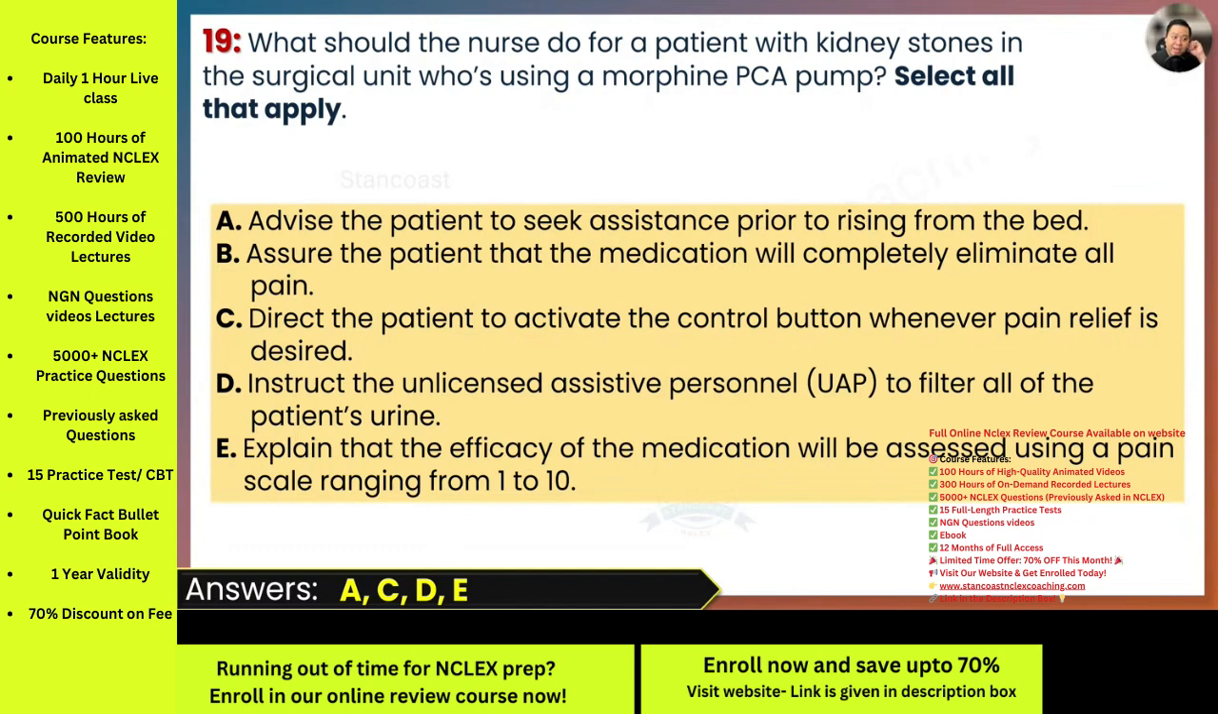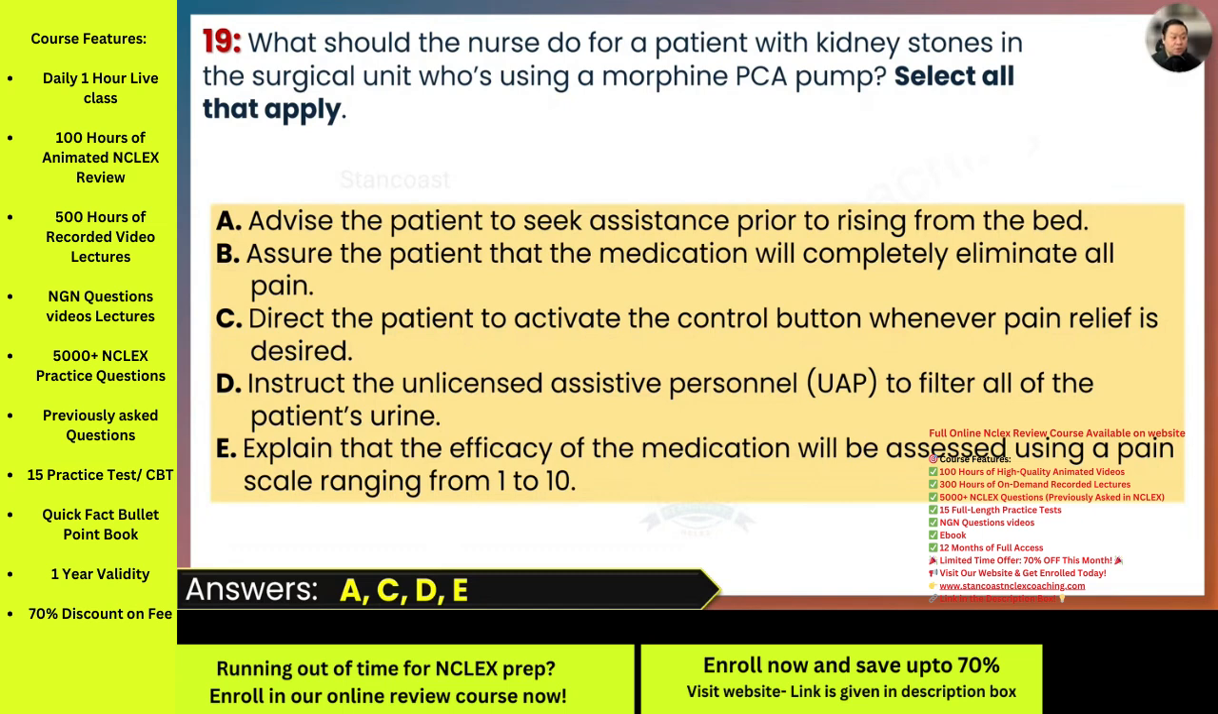So A is correct. When a patient is on the PCA morphine pump, they are at risk for side effects like sedation and dizziness, which can impair their balance and coordination, and allowing them to independently ambulate can lead to falls. So it's important for the nurse to advise the patient to ask for help before trying to get out of bed and to ambulate.